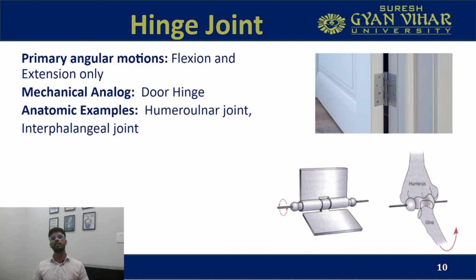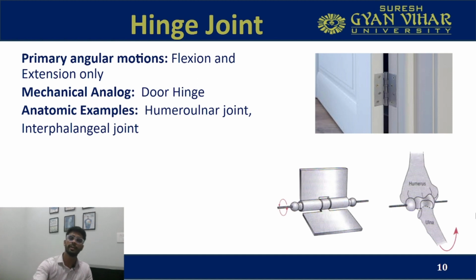First is the primary movement. Primary movement in the hinge joint. The example of the hinge joint is your humeroulnar joint or your elbow joint. Flexion and extension are the only movements present because it allows only uniplanar movement. Uniplanar movement is only allowed at a hinge joint, and it resembles mechanically the door hinge.